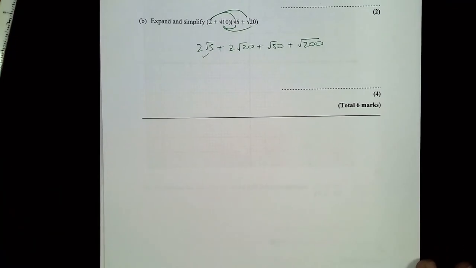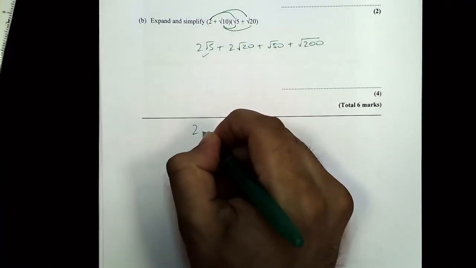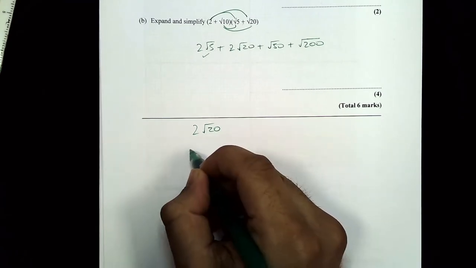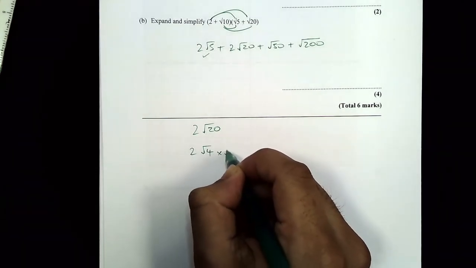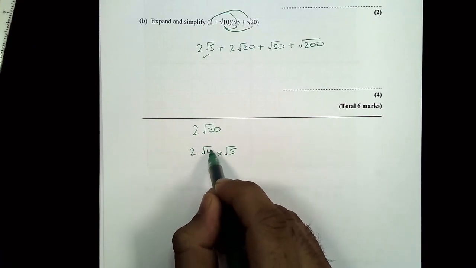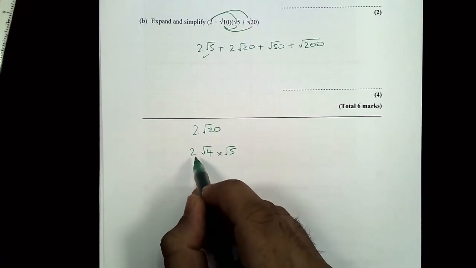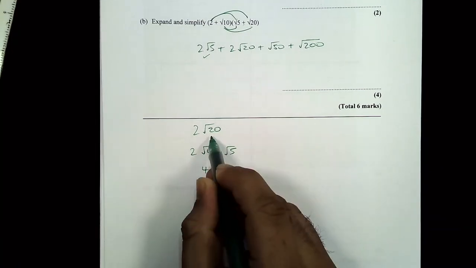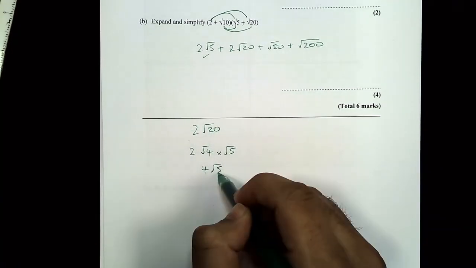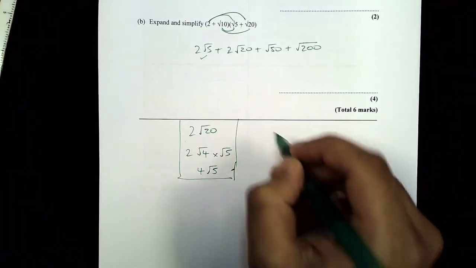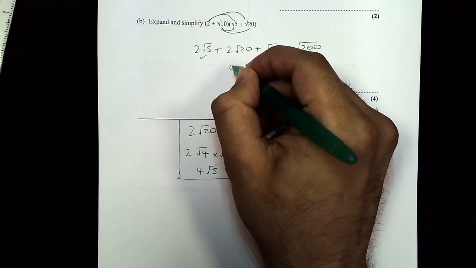So taking these one at a time, 2 root 20, well, root 20 I can rewrite as root 4 times root 5. So 2 times the square root of 4. What's the square root of 4? 2. So 2 times 2 times root 5. That's 4 root 5. So I've just turned this into this. Okay, so that's the 2 root 20 done. So I'm going to rewrite that as 4 root 5.